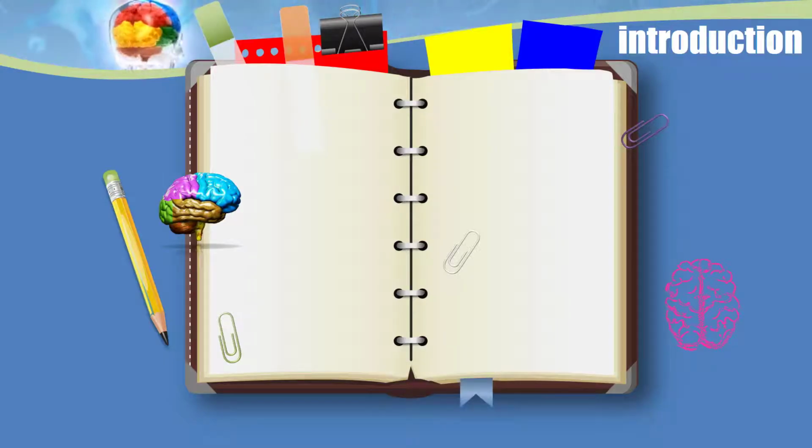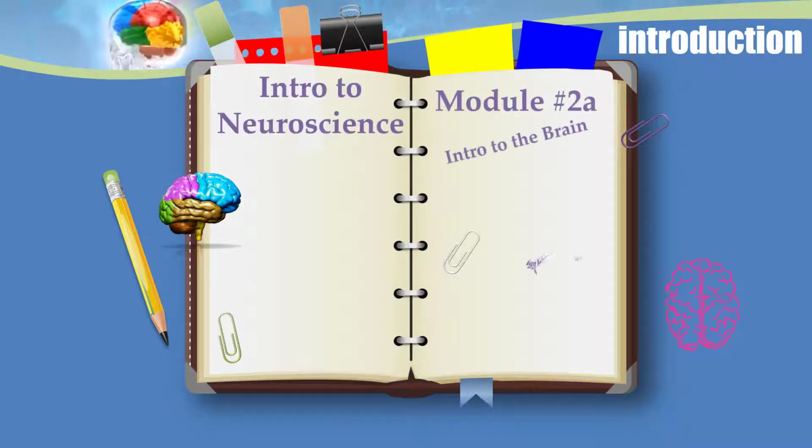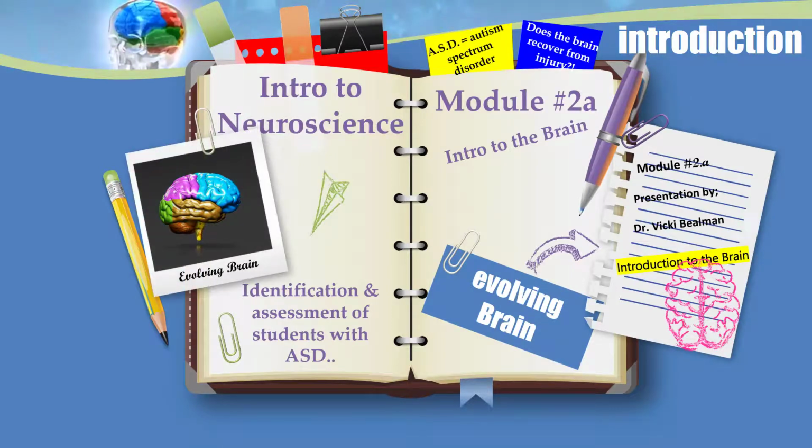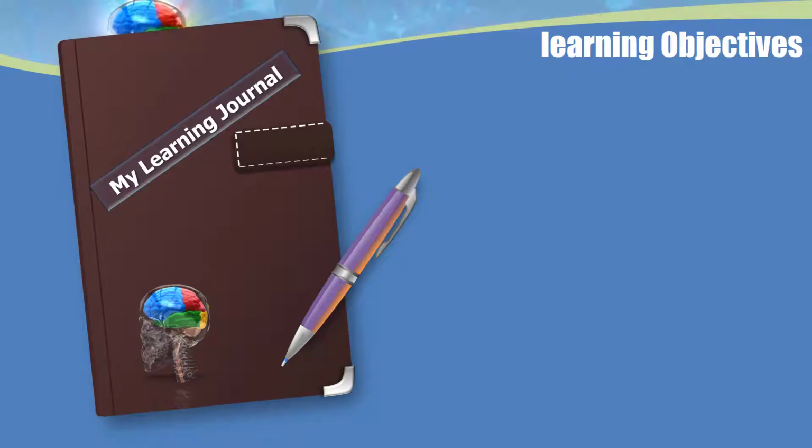Your learning journal indicates a travel excursion, Intro to Neuroscience. The stops along the journey will enhance your learning in what is hopefully a fun way for identification and assessments of students with autism spectrum disorder, known as ASD. In addition, your journey will answer the question, does the brain recover from injury? Well, are you packed and ready to go?